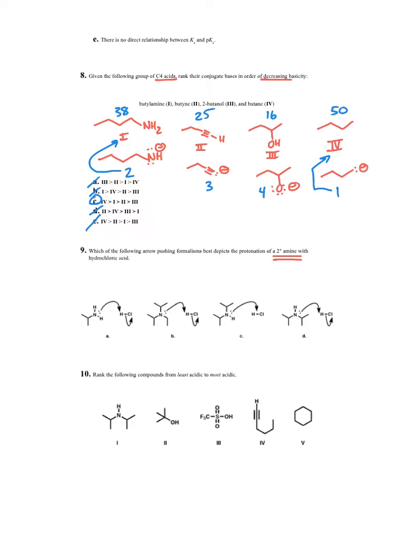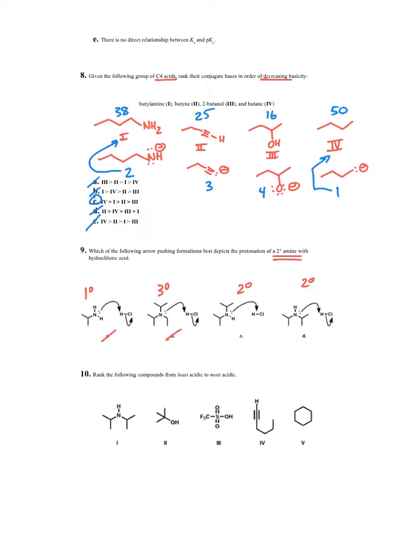So if you look at A, if we had to classify this amine, A would be a primary amine. It has 1 carbon group. B is a tertiary amine. It has 3. C is a secondary amine. It has 2. And D is a secondary amine. It has 2 as well. So we can eliminate A and B. Now we're left with C and D.